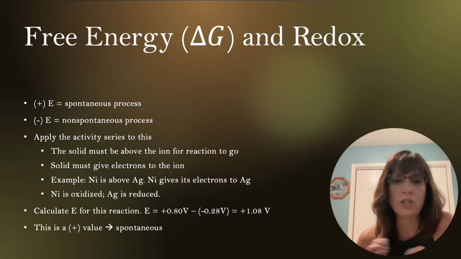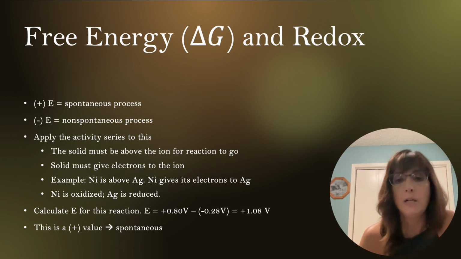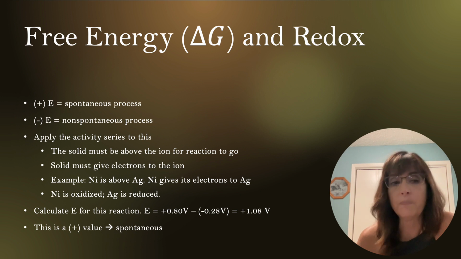You need to look at the equation you're given. And in the reactant side, look at which one is the solid and which one is the ion. Then look at the activity series. The solid must be above the ion. Because what do we want to happen? We want the solid to give its electrons to the ion. So then the solid becomes an ion, the ion becomes a solid. So the only way that's going to happen is if the solid is above the ion on the activity series. For example, nickel is above silver. So nickel will give its electrons to silver. Nickel's oxidized, silver's reduced. If you flip it around, it won't work.